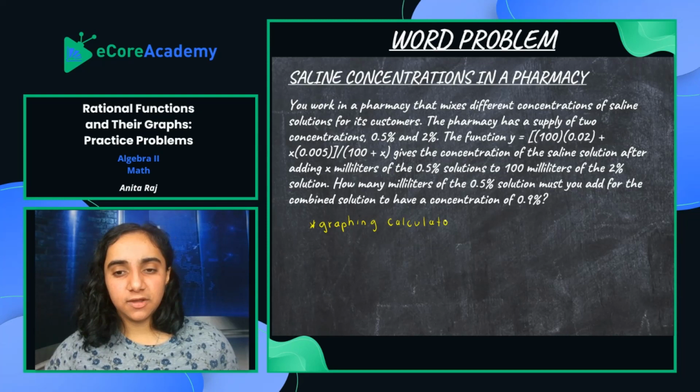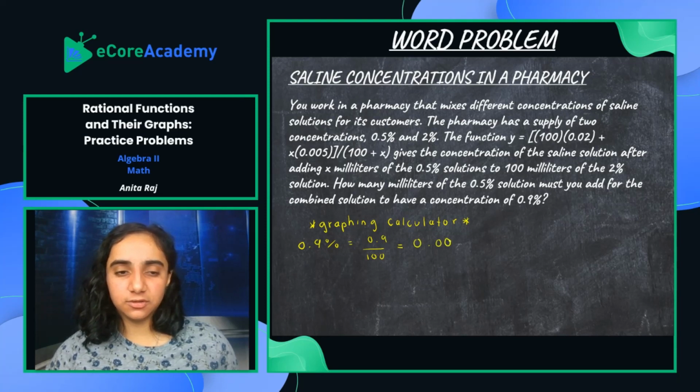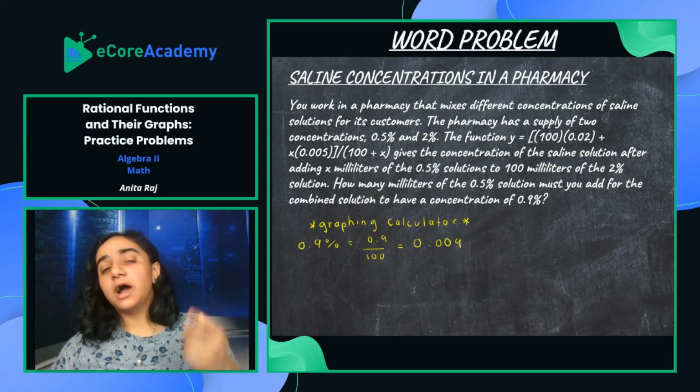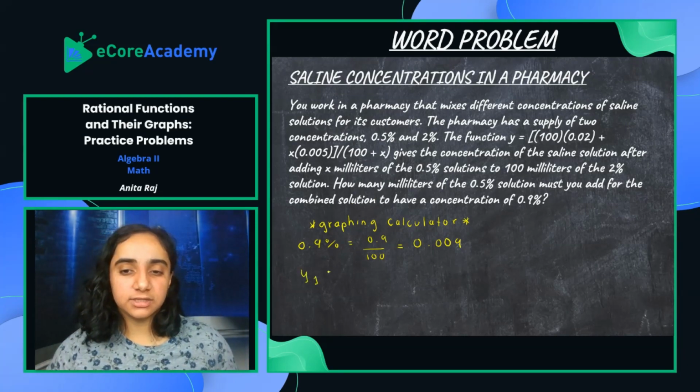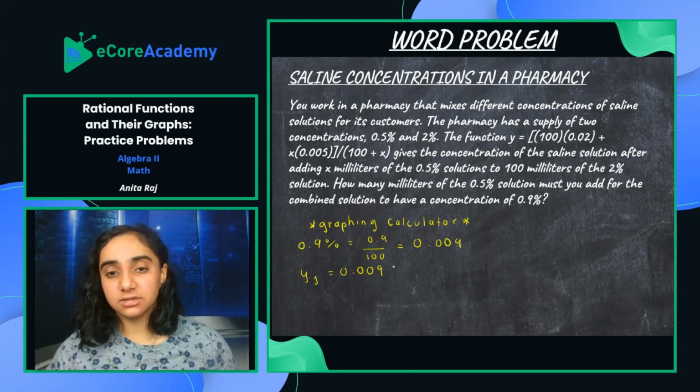First, we're going to take this 0.9% that we want to find, and we're going to turn it into a decimal. So we're going to take 0.9 and then divide it by 100. And then we're going to find that we're pretty much working with the decimal 0.009. So we're going to use our y1 and our y2 in our calculator. In our y1, we are going to put in 0.009 because that's the value we want. So we're going to have a horizontal line.